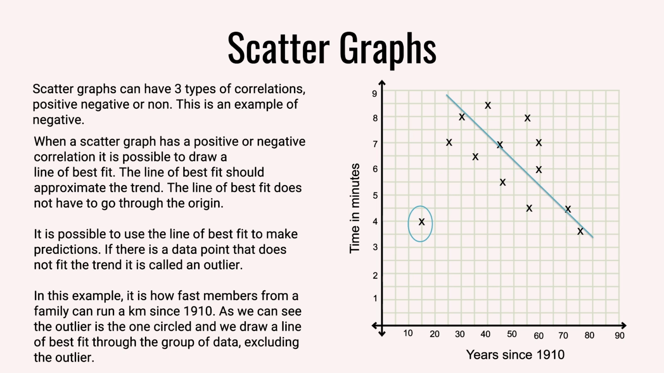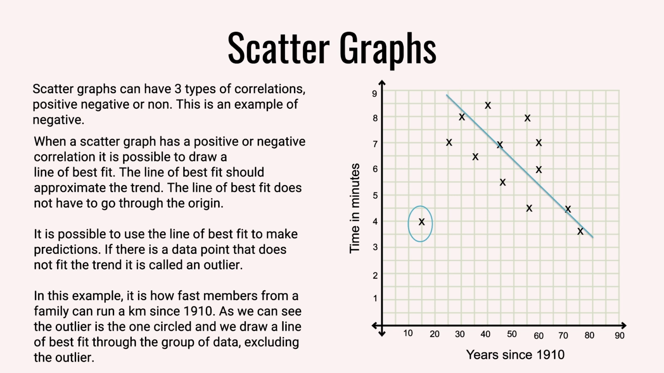Scattergraphs can have three types of correlation: positive, negative, or no correlation. This is an example of a negative one. When a scattergraph has a positive or negative correlation, it is possible to draw a line of best fit. The line of best fit should approximate the trend. It does not have to go through the origin. That would be on a positive one, but in this negative one here, we see this blue line which goes through our group of data.